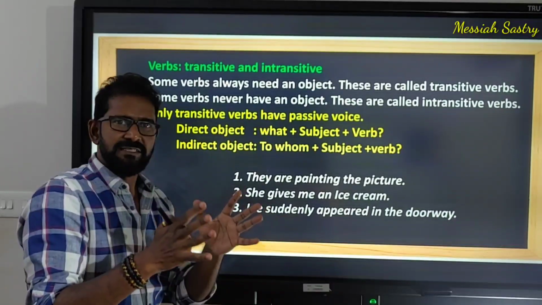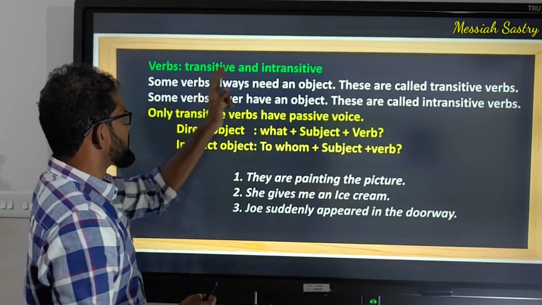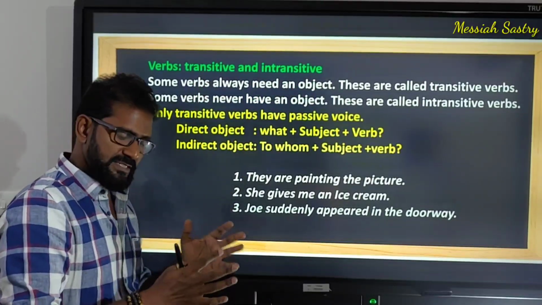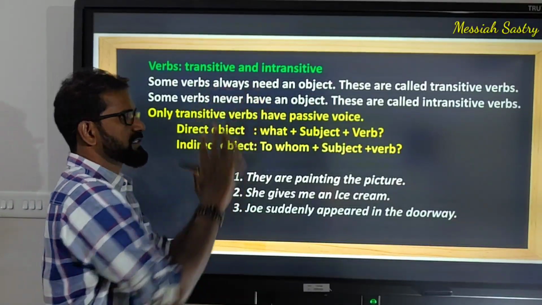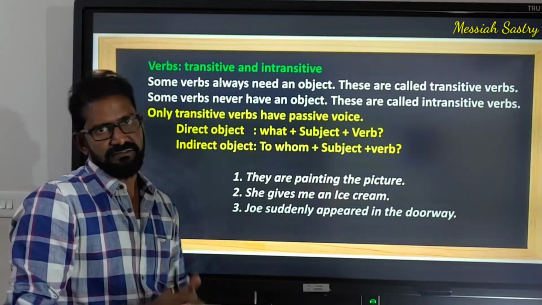Now, voice is a form of the verb. So verbs, two types: transitive and intransitive. What is a transitive verb? If there is an object, it is a transitive verb. If there is no object, it is an intransitive verb.